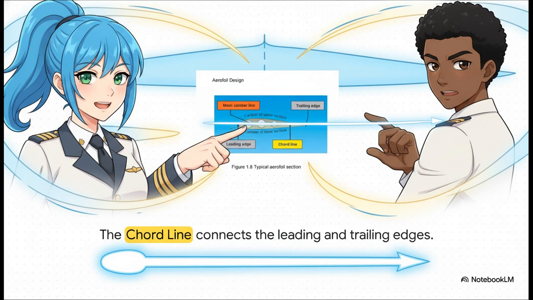Now, for the exam, you absolutely have to know the anatomy of the wing that makes this happen. First up, the chord line.